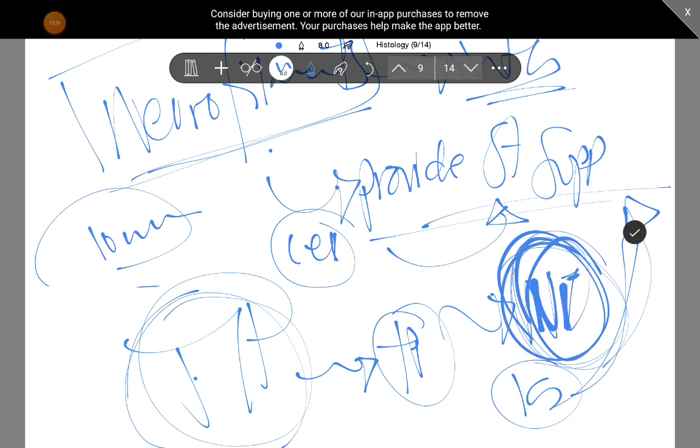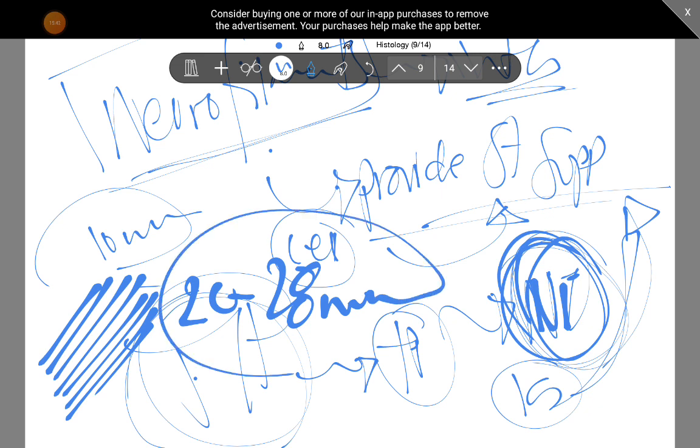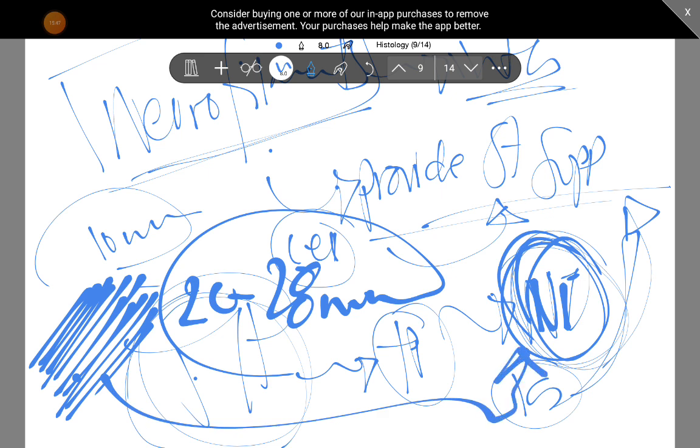These microtubules are arranged in parallel bundles, about 20 to 28 nanometers. Remember your cytology lectures. They help in transport of the neurotransmitter, besides some other constituents like enzymes, but the most important thing is the neurotransmitter.